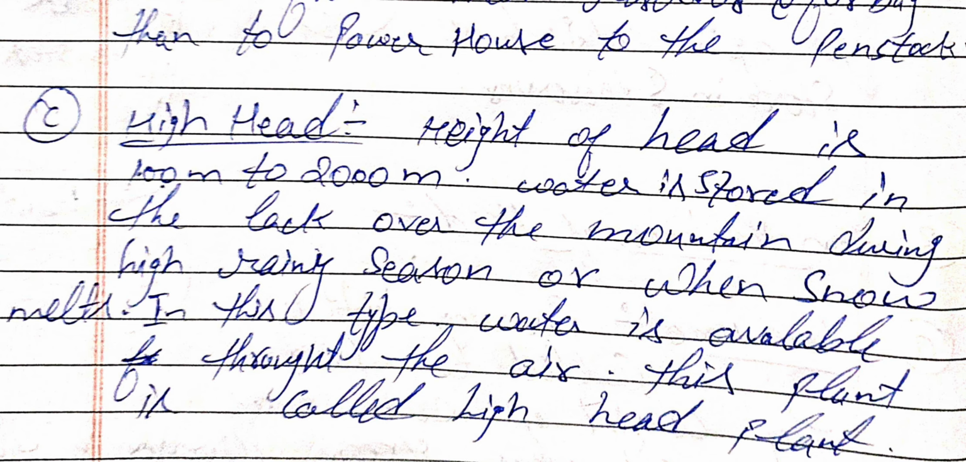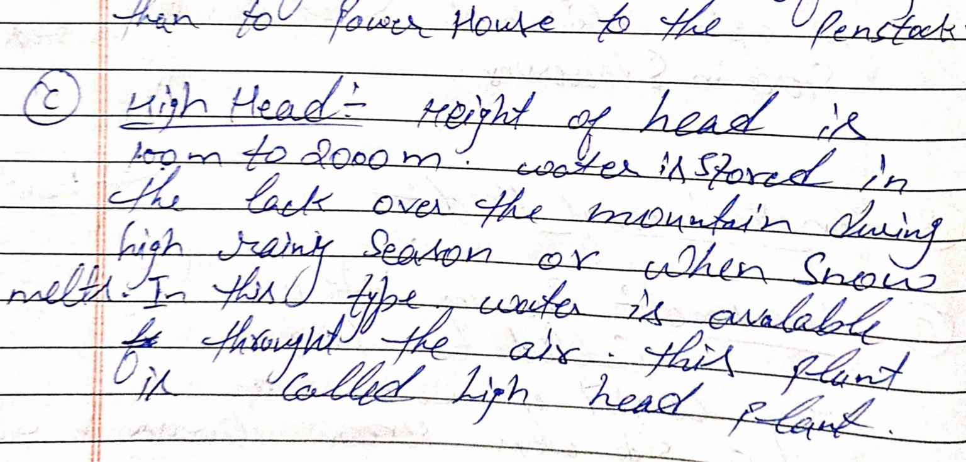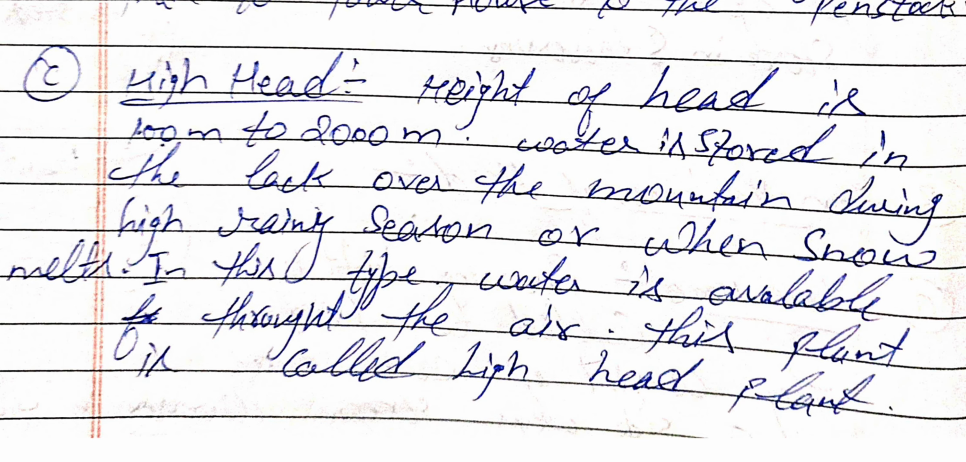Water is stored in a lake over the mountain during the high rainy season or when snow melts. In this type, water is available through the air. This plant is called a high head plant. So this is the classification of hydroelectric power plant.